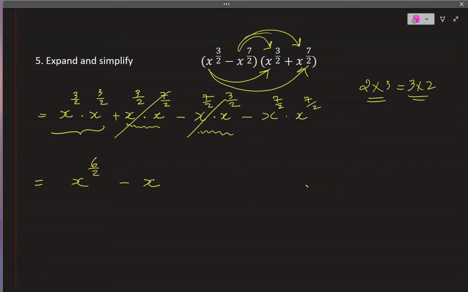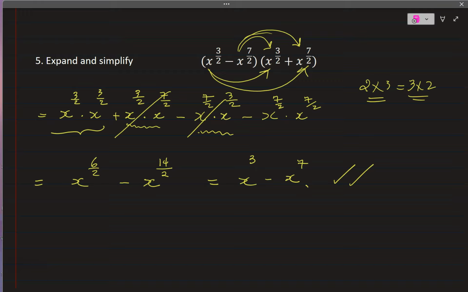Minus, and then x to the, what is 7 half plus 7 half? Again, that's 14 half. And then, of course, you simplify that. That becomes x to the 3 minus x to the 7th. So that is your final answer to this question. We expanded it, and also we simplified it.